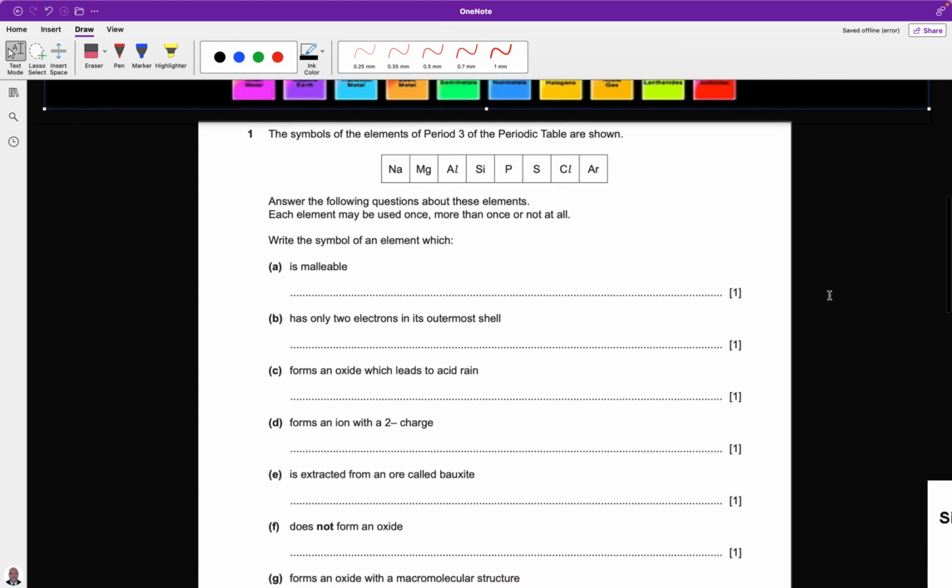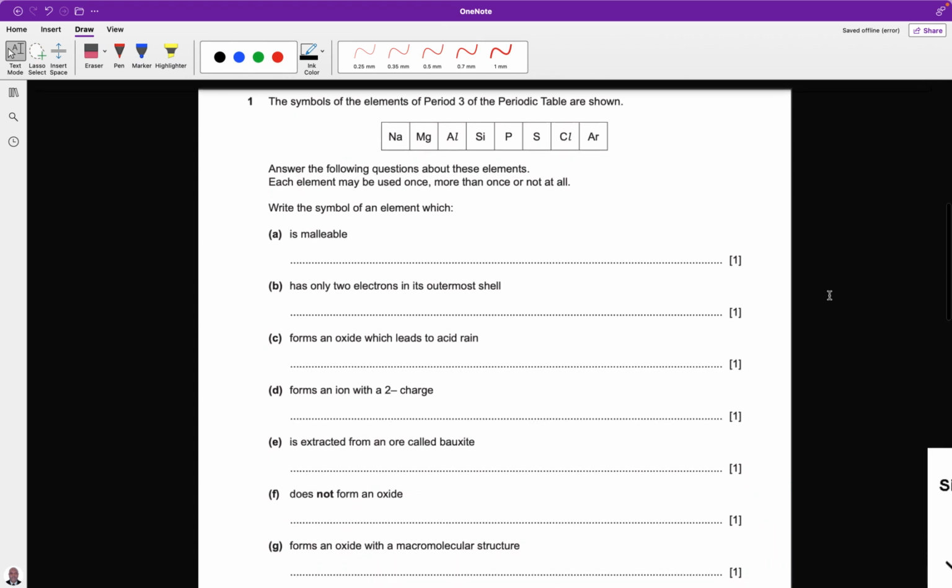Question number 1. The symbols of the elements of period 3 of the periodic table are shown. That is sodium, magnesium, aluminum, silicon, phosphorus, sulfur, chlorine, and argon. Answer the following questions about these elements. Each element may be used once, more than once, or not at all. Write the symbol of an element which is malleable.